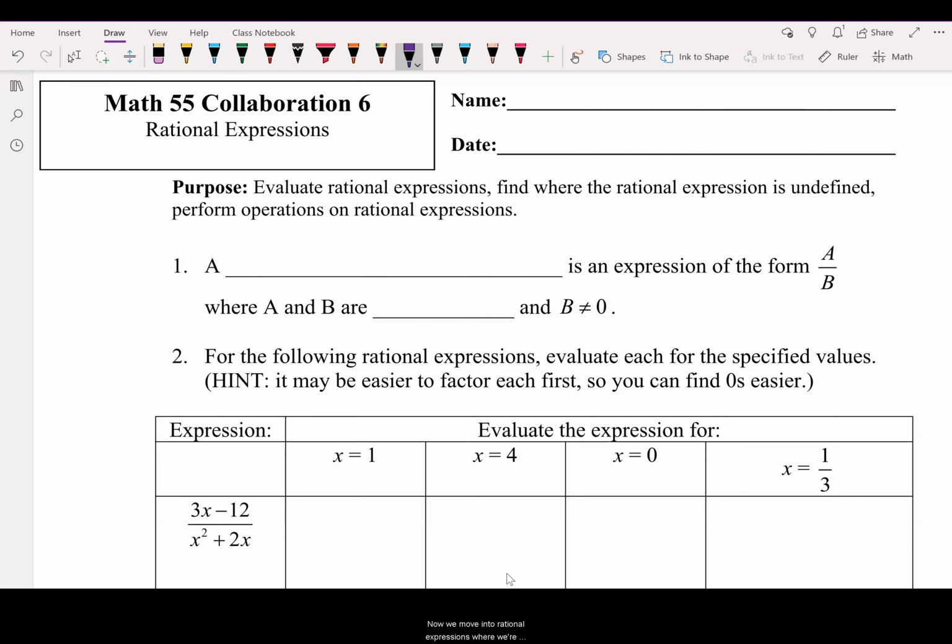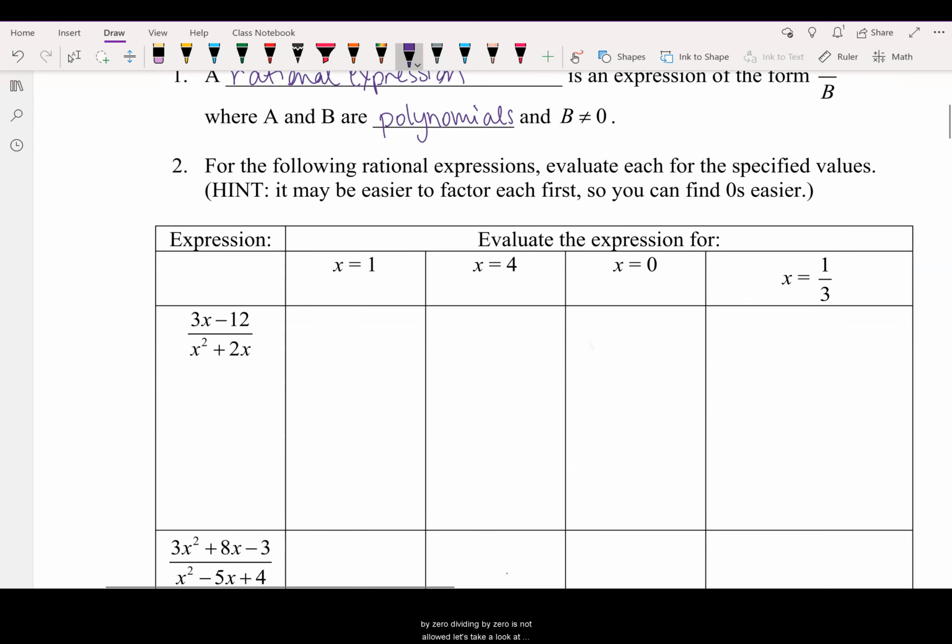Now we move into rational expressions, where we're going to look at a polynomial divided by a polynomial. A rational expression is an expression of the form a over b, where a and b are polynomials and b is not equal to 0. Remember back in previous classes, we can never divide by 0. Dividing by 0 is not allowed. Let's take a look at some examples of rational expressions.